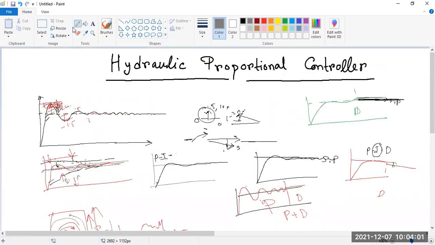So we are talking about how hydraulic proportional controls act.